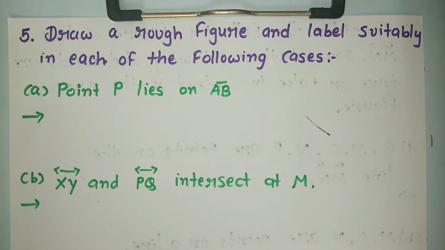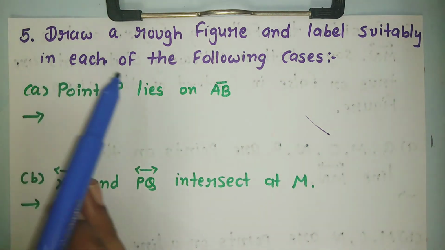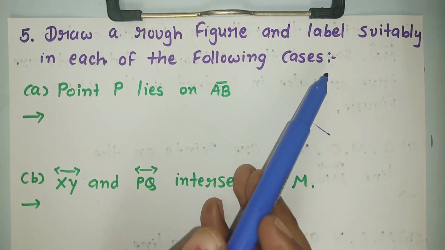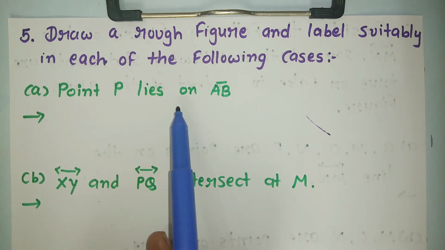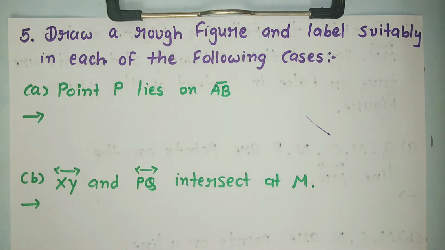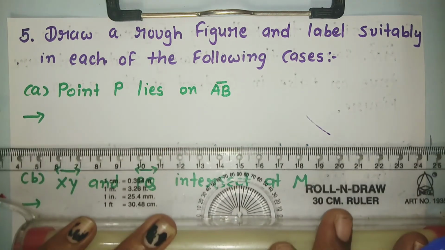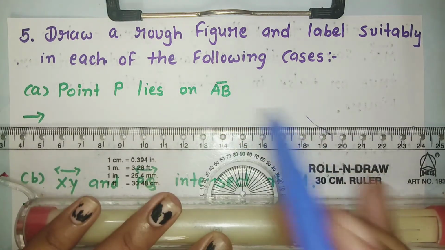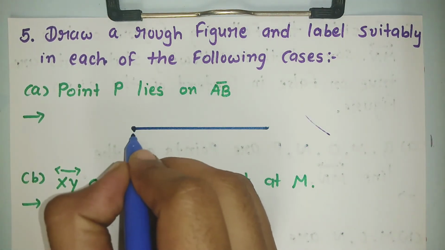Question number 5. Draw a rough figure and label suitably in each case of the following. Here, some cases are given. We have to draw the figure for each. Point P lies on AB. AB is the line segment. So first I will draw a line segment AB.